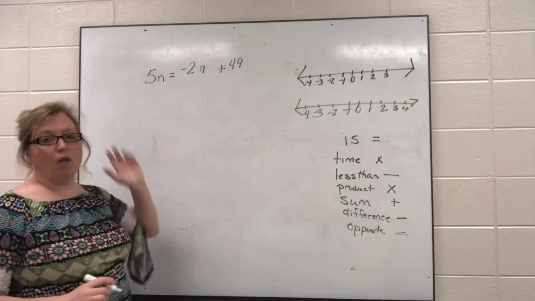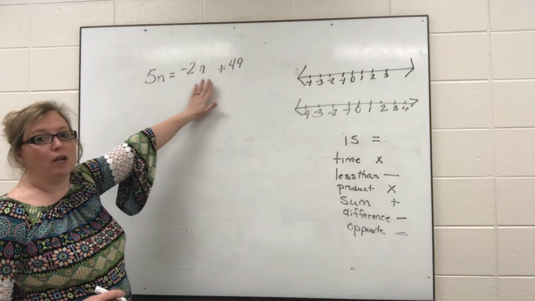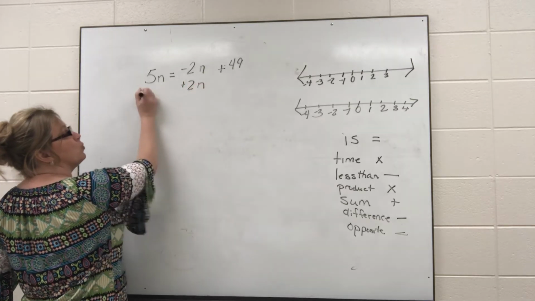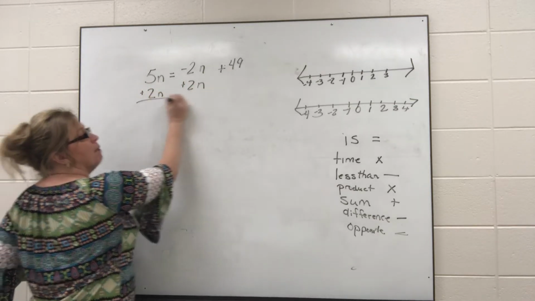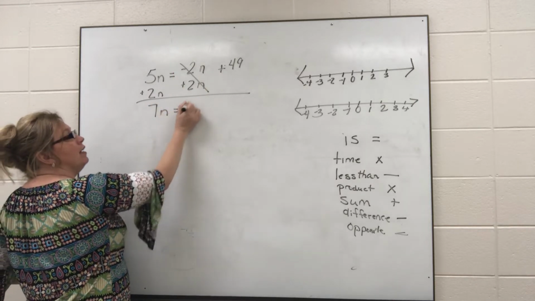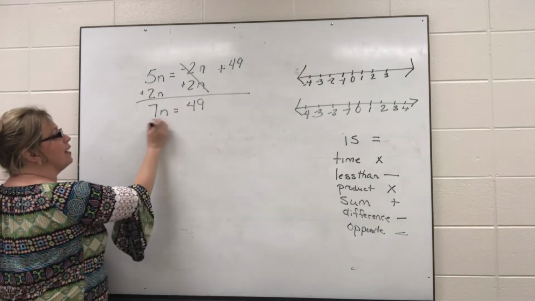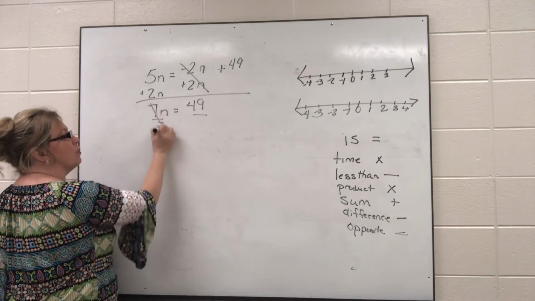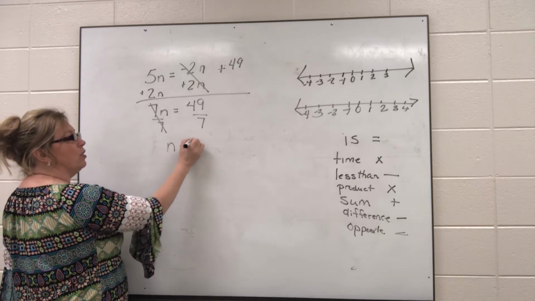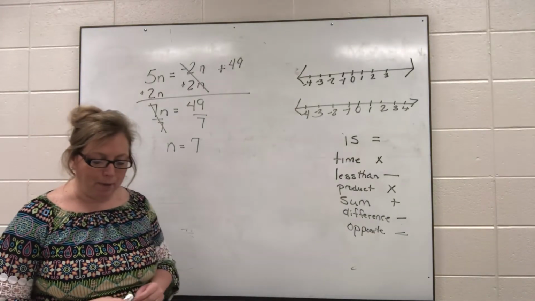Now, all I need to do is simplify my equation. I need to get rid of this 2n on this side. So I'm going to say plus 2n. Of course, whatever I do on the left, I must do on the right. This cancels, leaving me 7n equals 49. And I'm simply going to divide that. I want to get rid of that 7. So I'm going to divide both sides by 7, leaving me n equals 7. Hopefully you got a 7 as well on your paper.